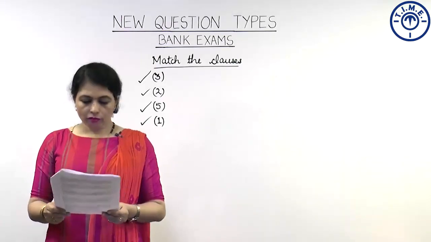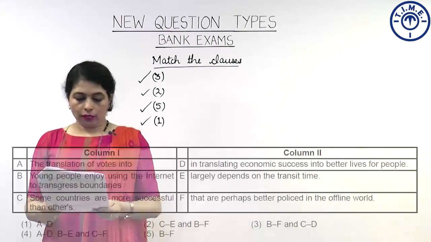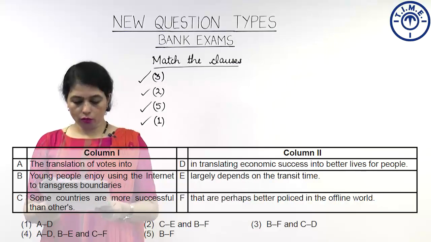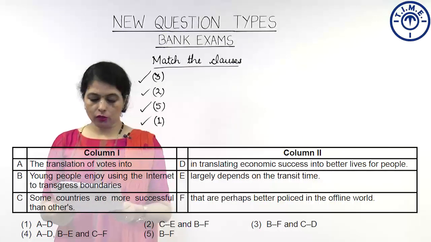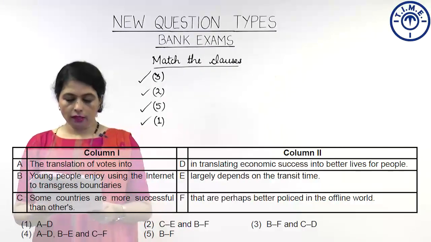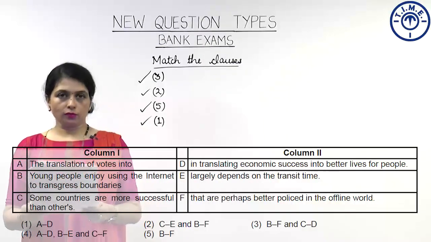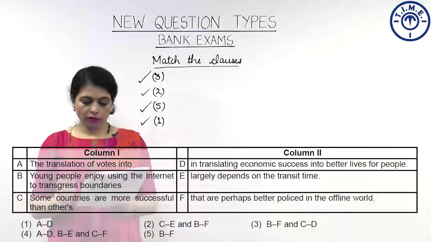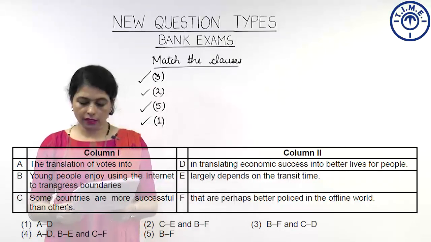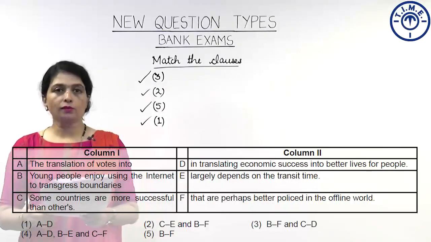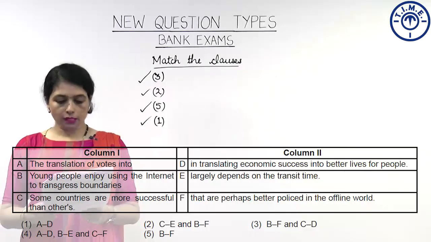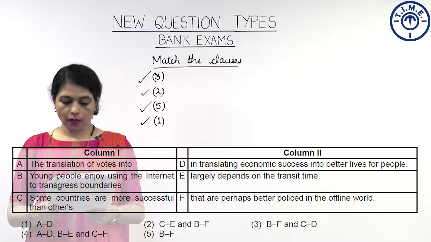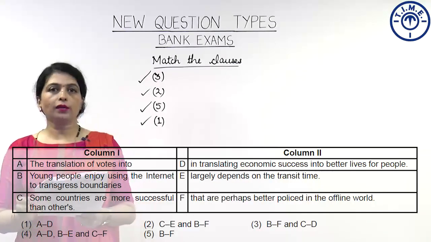Okay, ready? Fifth one, column 1. A, the translation of votes into. B, young people enjoy using the internet to transgress boundaries. C, some countries are more successful. In column 2, we have D, which reads: in translating economic success into better lives for people. E: largely depends on the transit time, and F says: that are perhaps better policed in the offline world.